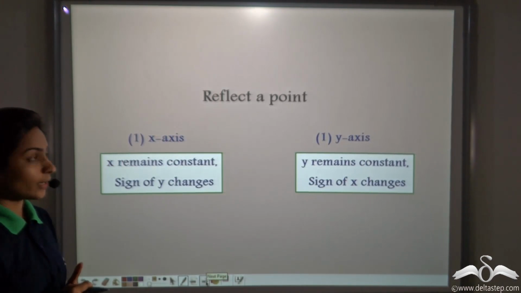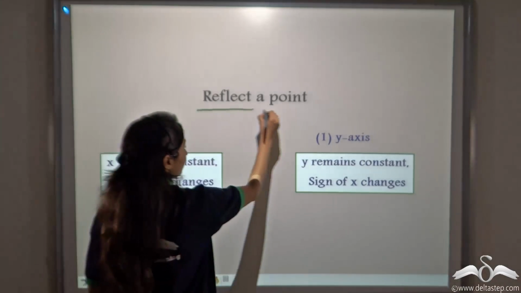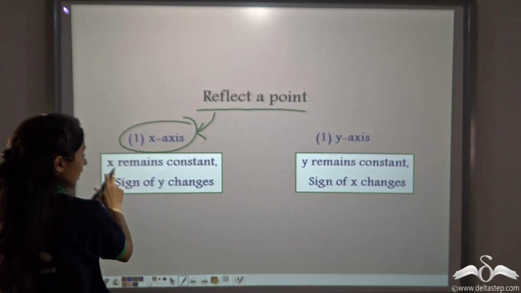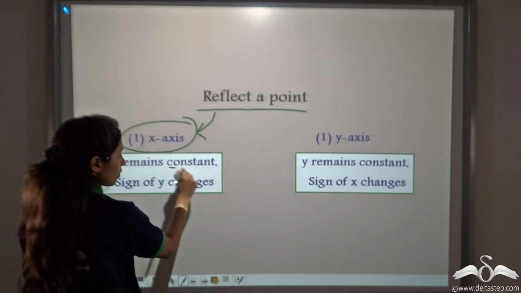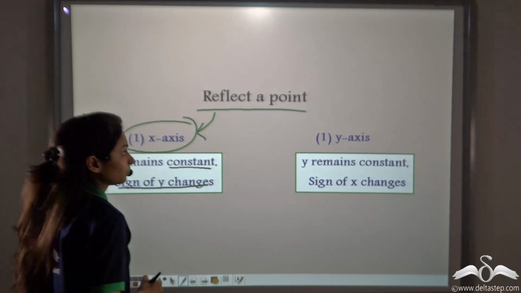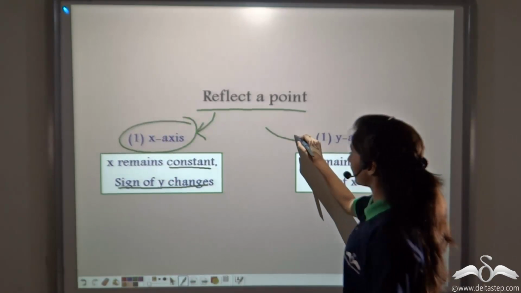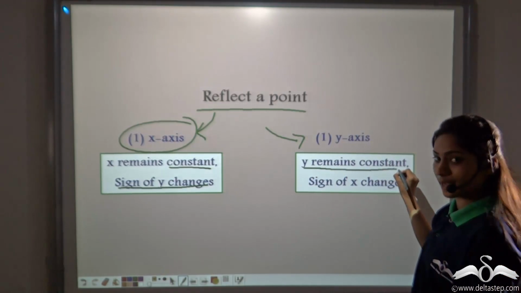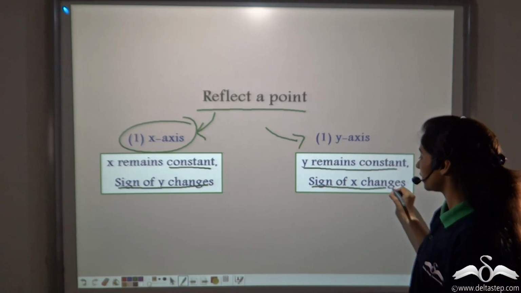So what did we learn today? Whenever you reflect a point about the x-axis, the x coordinate will remain constant while only y will change its sign. And when you reflect a point about the y-axis, y will remain the same while the sign of x will change.